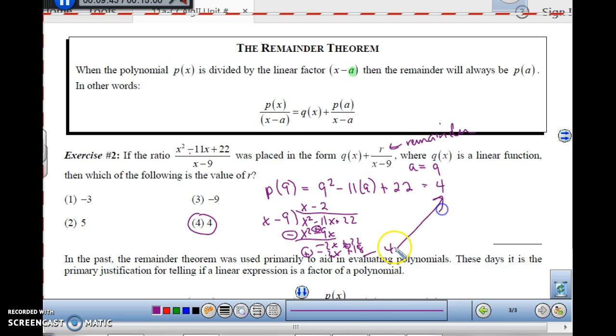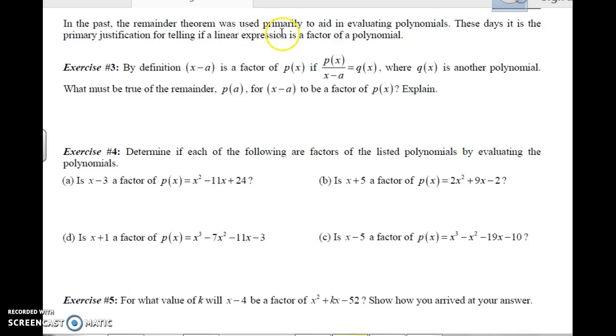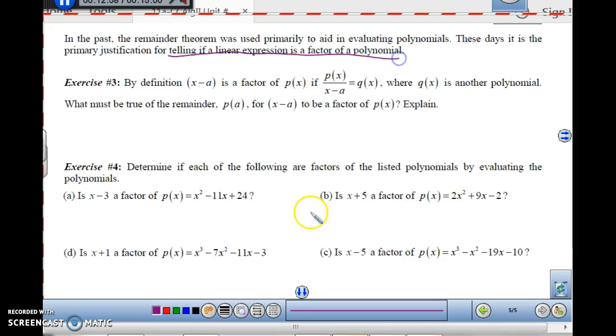Look at that. So a shortcut way of knowing what your remainder is: taking whatever you're dividing by in the form x minus a, take the a value, plug it into the equation, and see what the number is. If it has a number other than 0, then that would be the remainder. If it is 0, it will have no remainder, and that means it is a factor of the polynomial. In the past, the remainder theorem was used primarily to aid in evaluating polynomials. These days, it is the primary justification for telling if a linear expression is a factor of a polynomial.